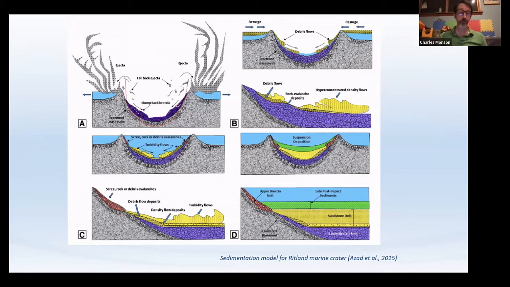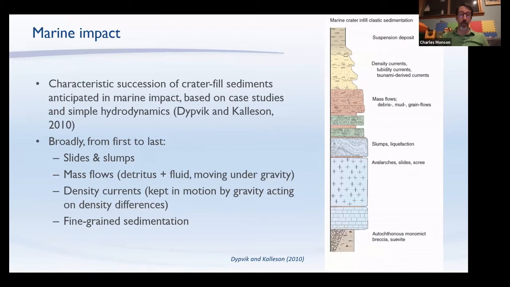And for this, we had to go back. Filling in on that a little bit more broadly, the first thing you would expect to see, as in lowest down in the succession, would be slides and slumps of material coming off of the edges of the crater. Slumps could be indicated by things like soft sediment deformation. Underneath that, there could be just plain old avalanches of large material. You would start to get into mass flows of different kinds, which is basically various kinds of detritus and fluid moving under the influence of gravity. That could include sand grains, could include fossils, followed by density currents, which are kept in motion by gravity acting on density differences, turbidity currents, things like that. And then once everything quiets down, you would get back to normal marine fine-grained suspension deposits, after everything has fallen out and calmed down.